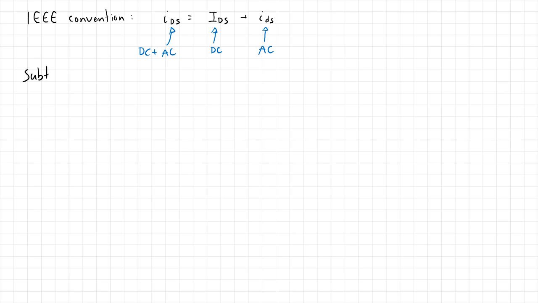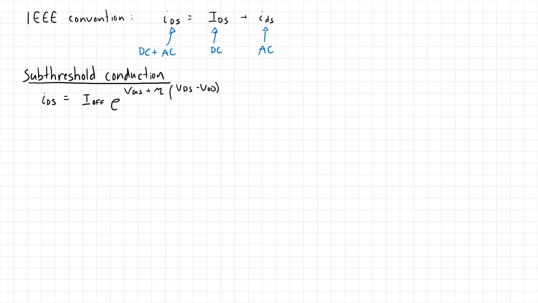Before we get started into small signal modeling, I just want to briefly review the subthreshold conduction equation. In fact, we're going to expand it just a little bit in order to provide a little bit more detail. So we're going to say that in subthreshold, IDS, the drain to source current, which includes both the DC and the AC components, is equal to I off, which is the current when the device is just totally off, times e to the (VGS plus eta times VDS minus VDD) all over N phi T. And all of this is times 1 minus e to the minus VDS over phi T, all times 1 plus lambda VDS.